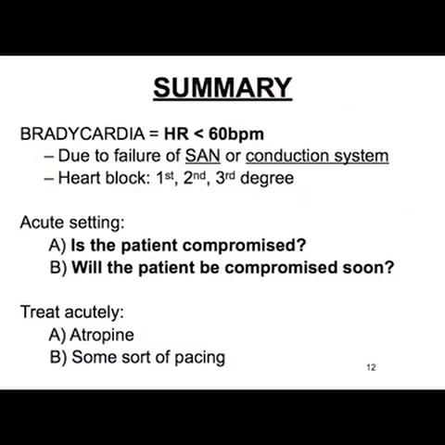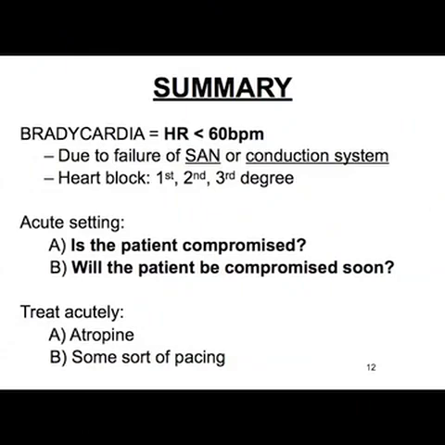So that just about completes this podcast on the basics of bradycardias. In summary, bradycardia is defined as a heart rate less than 60 beats per minute and is usually due to failure of either impulse generation within the SA node or impulse conduction through the cardiac electrics. Important blocks include first, second, and third degree, and second degree can be divided into Mobitz type 1 or Mobitz type 2.